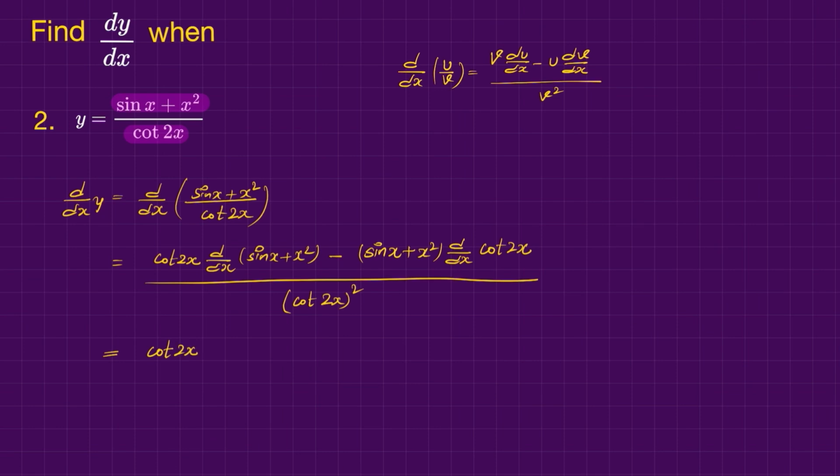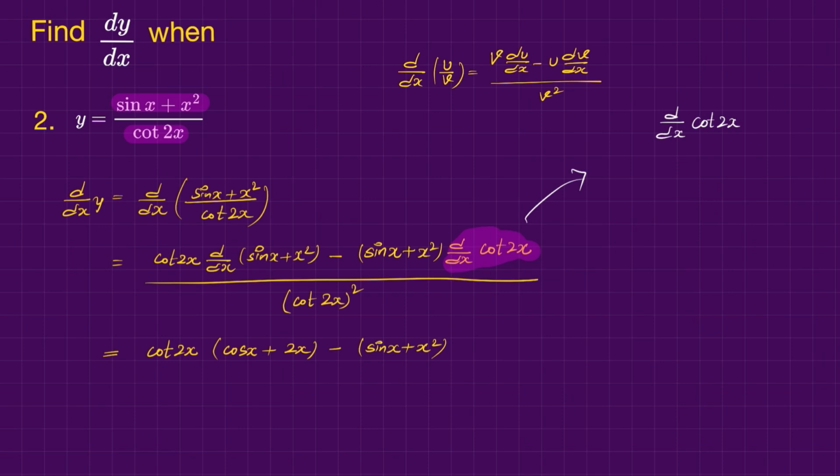So this will be equal to cot 2x times d/dx of sin x, which is cos x, plus d/dx of x², which is 2x, minus (sin x + x²). Now differentiating this portion, d/dx of cot 2x, here we have to use the chain rule. I want you to look here. I have to differentiate d/dx of cot of 2x.